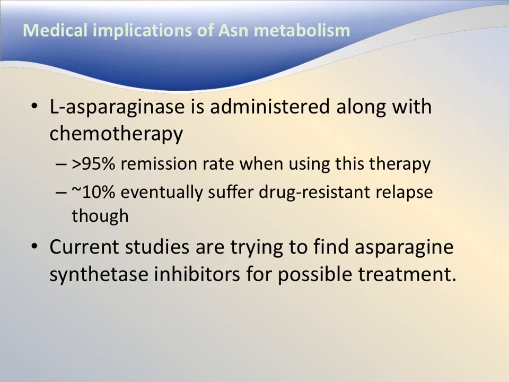And lo and behold, they've done this. Along with the chemotherapy, they say, okay, what if we just give asparaginase? We just give the child extra of something that's natural. And what happens whenever they do this is more than a 95% remission rate. Now, unfortunately, 10% do suffer from relapse, but it's still pretty good. So this is just one way to show that you can manipulate things that occur naturally to help increase the likelihood of success.